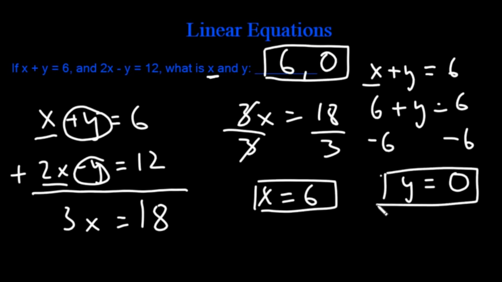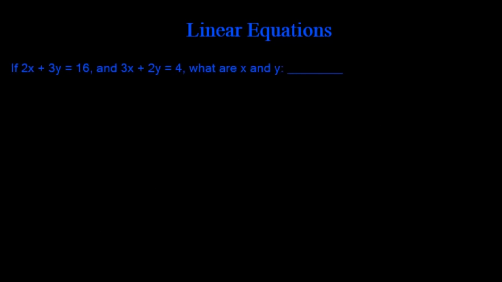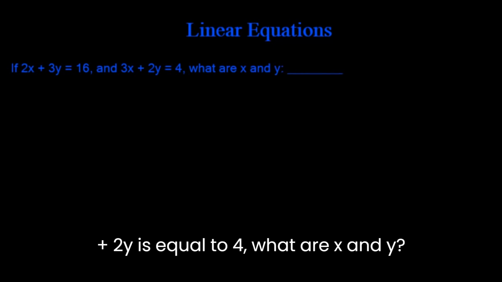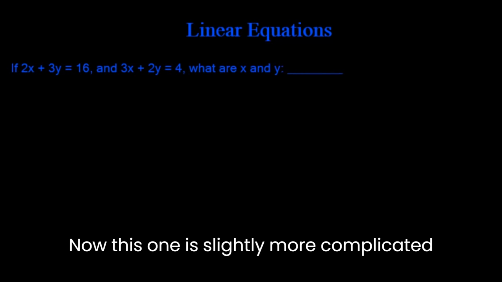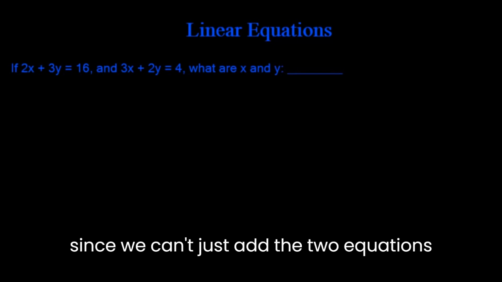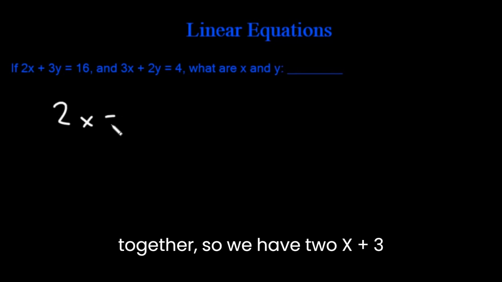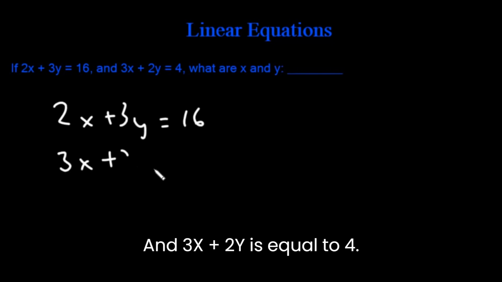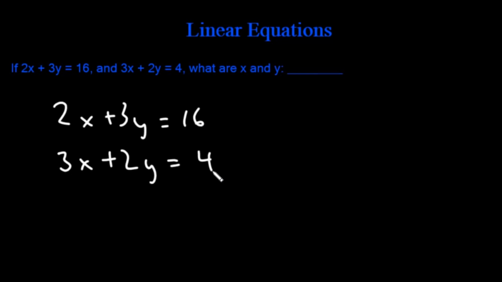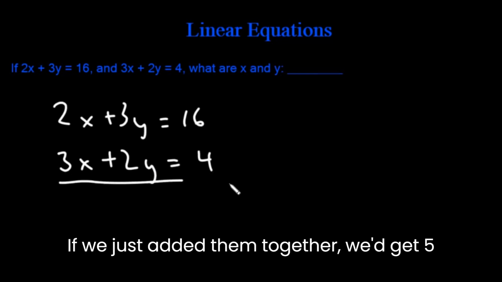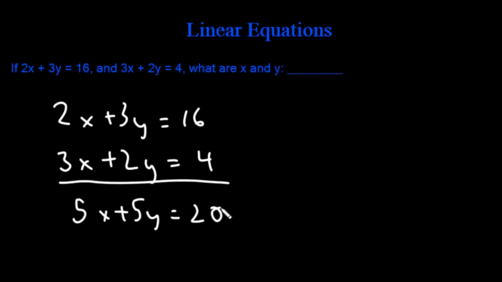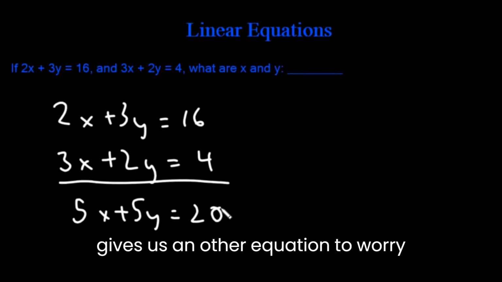Let's look at another example. If 2x plus 3y is equal to 16 and 3x plus 2y is equal to 4, what are x and y? Now this one's slightly more complicated since we can't just add the two equations together. So we have 2x plus 3y is equal to 16 and 3x plus 2y is equal to 4. If we just added them together, we'd get 5x plus 5y is equal to 20. And this doesn't really help us, it just gives us another equation to worry about.